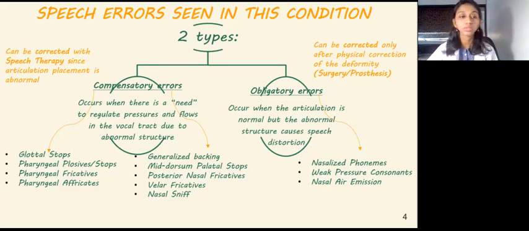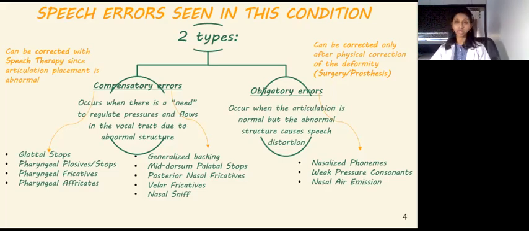Compensatory errors include glottal stops, pharyngeal plosives, pharyngeal fricatives, pharyngeal affricates, generalized backing, mid-dorsal palatal stops, posterior nasal fricatives, velar fricatives, and nasal sniff. Such errors can be rectified only and only through speech therapy. Moving on to obligatory errors.